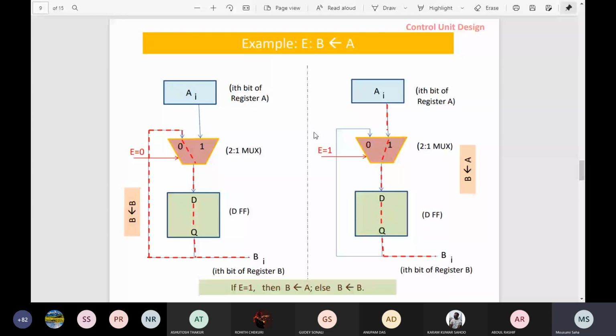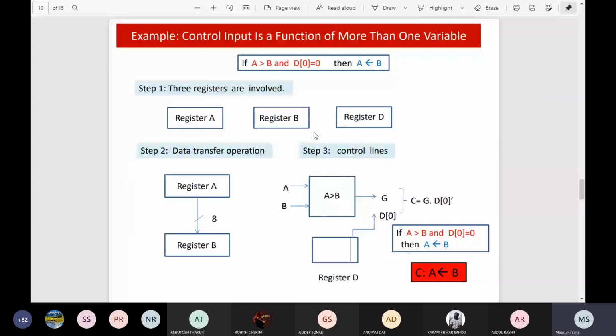Now suppose another example, a little bit complicated. See what the instruction is: if A greater than B and D0 equals 0, then transfer the data from B to A. So what registers are required to implement this? Here 3 registers are required: A, B and D. From the D register we will consider only the last bit, that is D0.